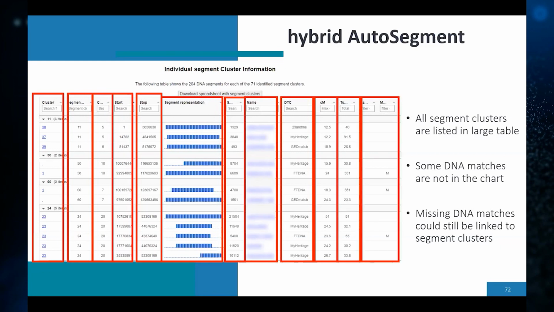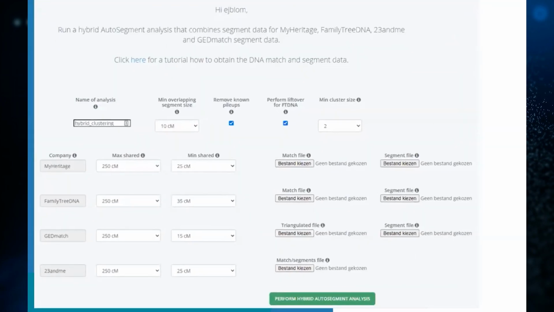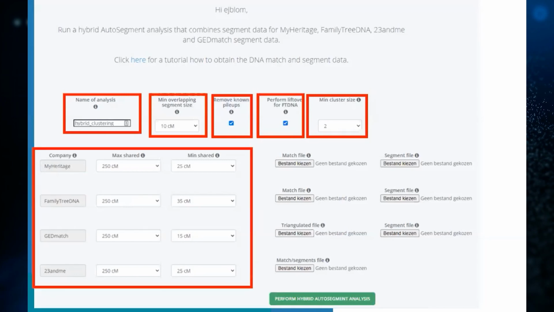So yeah, how to start this? This is more or less the same as AutoSegment, but then all four combined. You have the name of the analysis, the minimum overlapping segment size, if you would like to remove those known pileups, if you would like to do the liftover for FamilyTreeDNA, the minimum cluster size, and the company-specific settings.